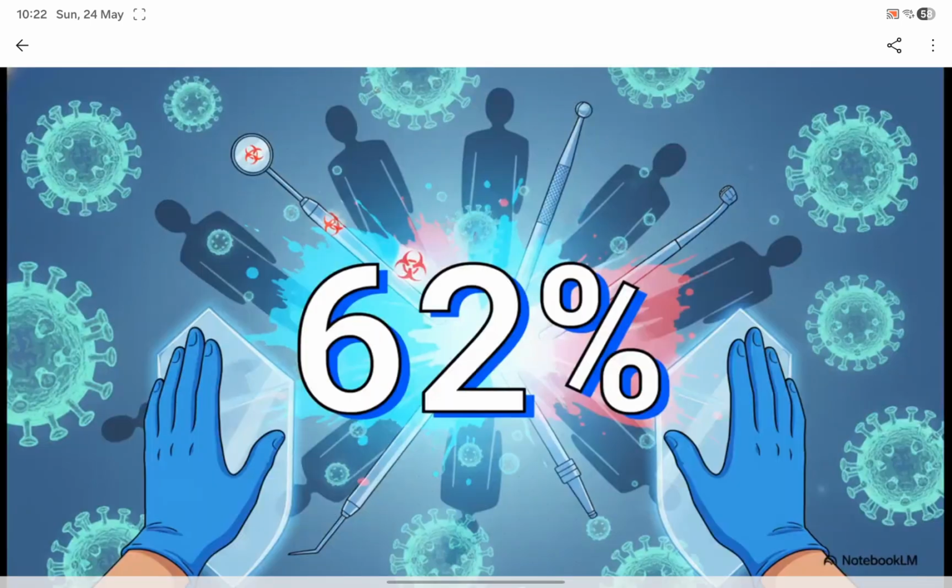62%. That is a staggering number. It represents the upper bound risk of hepatitis B transmission from an infected patient to a non-immune healthcare worker from just a single contaminated penetrating injury. That's a massive risk, and it demands our full attention.